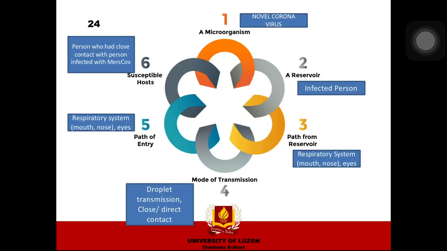So this is also the chain of infection. How will you get COVID-19? So the microorganism causing COVID-19 is the novel coronavirus, and it resides in infected persons, and it will come out of the infected person through their respiratory system such as their mouth and nose, and it will be transferred through droplet transmission or close and indirect contact, and it will enter a healthy individual also through their respiratory system such as their mouth and nose, and now the susceptible or healthy individual who has exposure to COVID-19 patients can contract the virus.